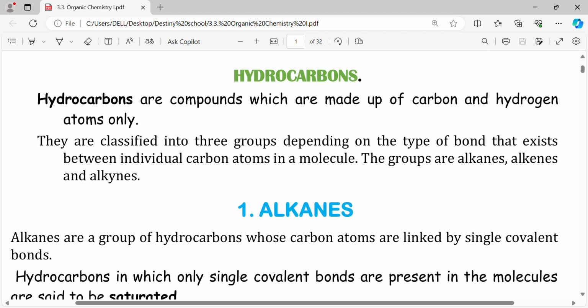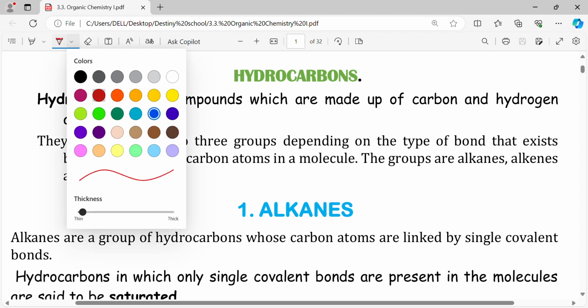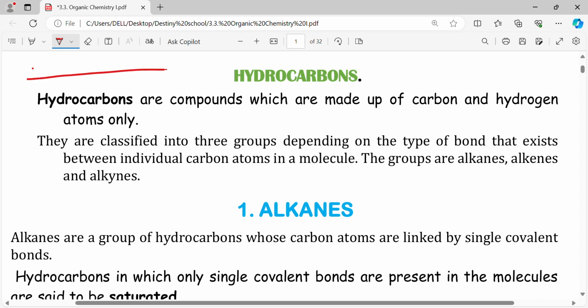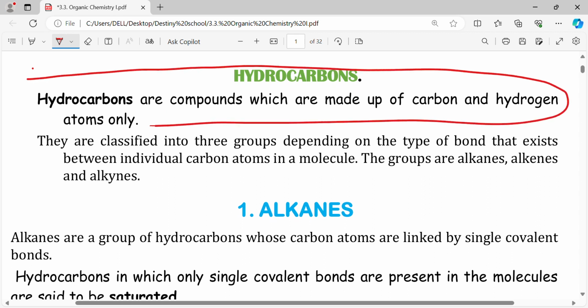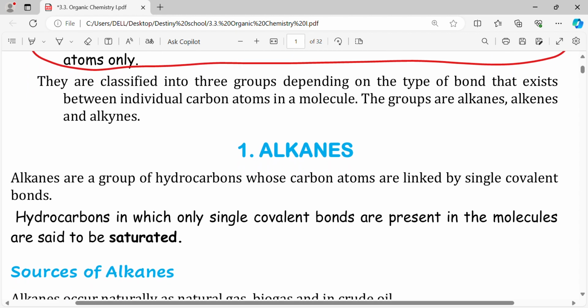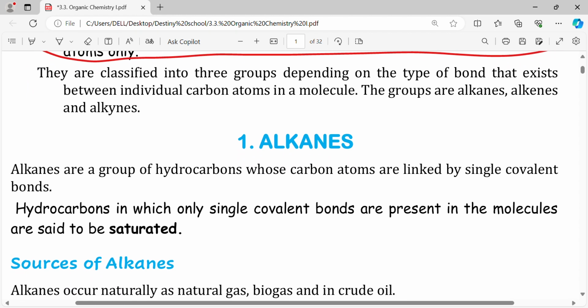Hydrocarbons are compounds which are made up of carbon and hydrogen only. As the name suggests, hydrocarbon: we have hydrogen and we have carbon. So in Form 3, we are only going to focus on organic compounds that have carbon and hydrogen.